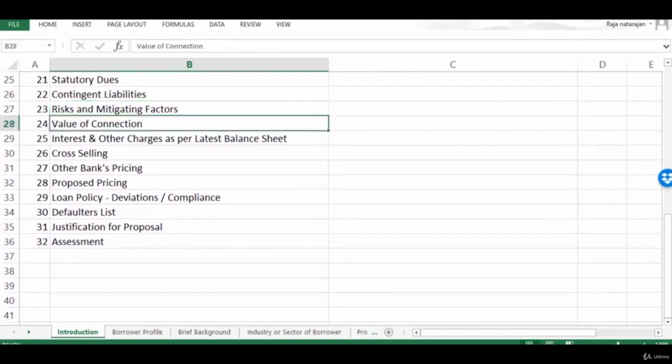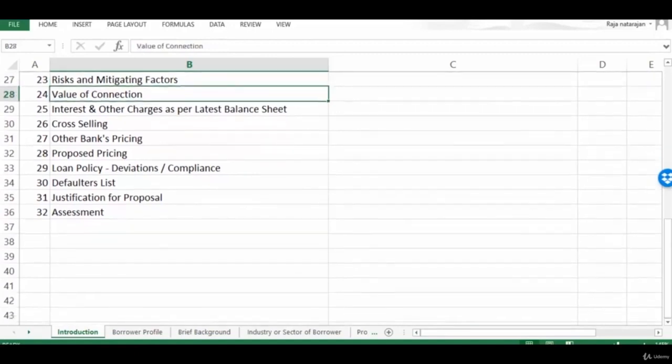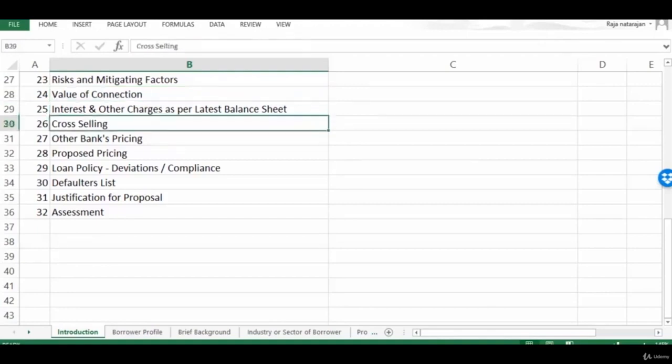So it's basically like a SWOT analysis. Then value of connection has to be mentioned. This is basically a justification for pricing. If you're asking for a finer pricing than the card rate, then you have to explain, or you have to showcase the value of connection: how much interest and other charges were recovered from the customer as per the last balance sheet, what other products are sold to the customer through cross selling, and how other bankers are offering competitive pricing. All those will be mentioned here.